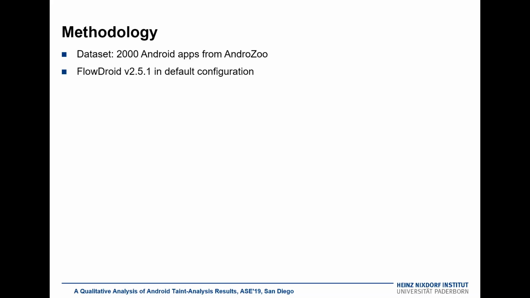With the help of COVA, we conducted an empirical study on real-world Android applications. For the experiment, we randomly sampled 2,000 apps from the AndroZoo dataset. These apps were available in popular app stores such as Google's Play Store between 2016 and 2018. And we used FlowDroid version 2.5.1 in its default configuration.